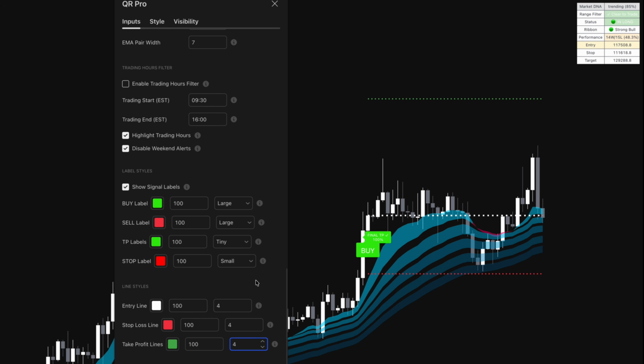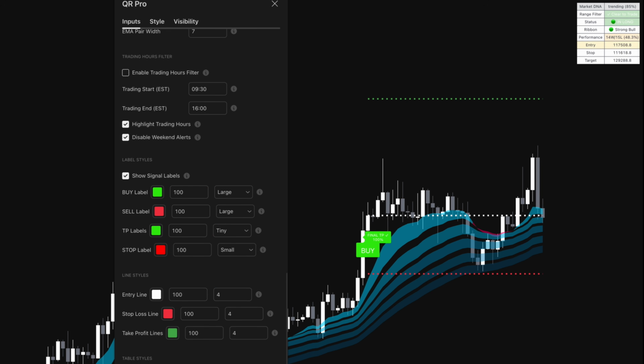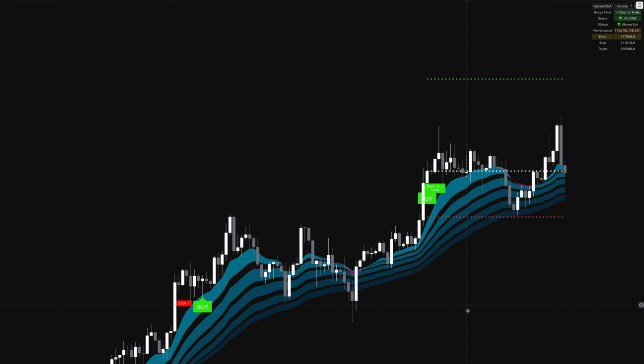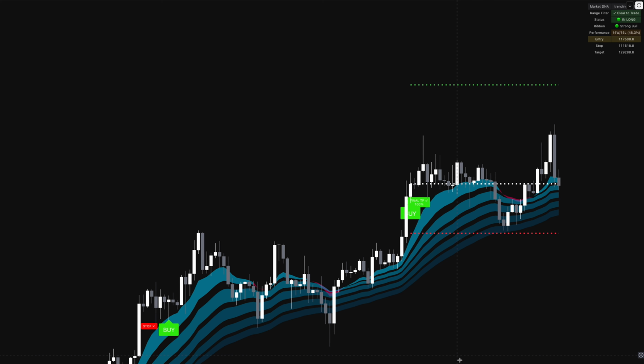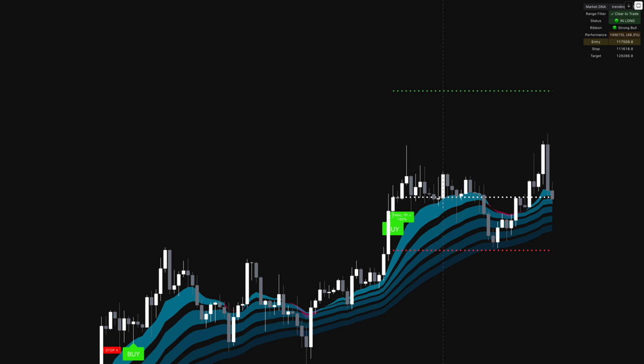Table styles adjust the stats panel. Background color and transparency, text color, border settings. Dark mode traders can flip it, minimal chart fans can make it nearly invisible. None of this changes how the indicator works. It's purely aesthetic, but if you spend hours looking at charts, having it look right matters.